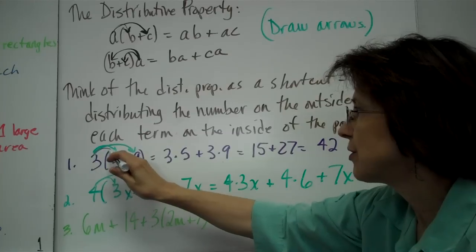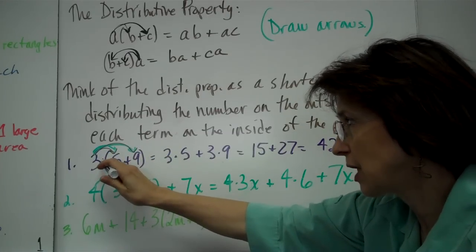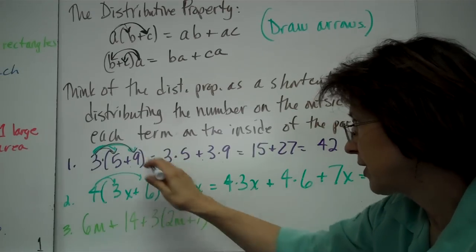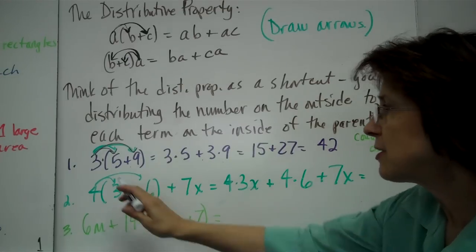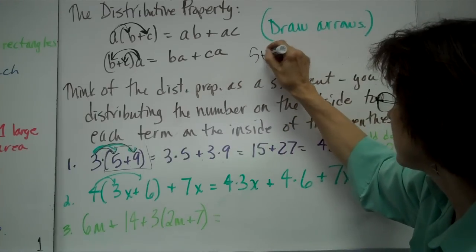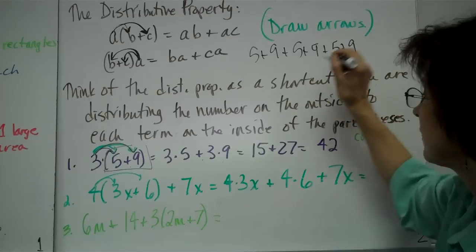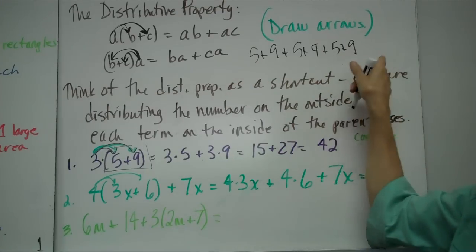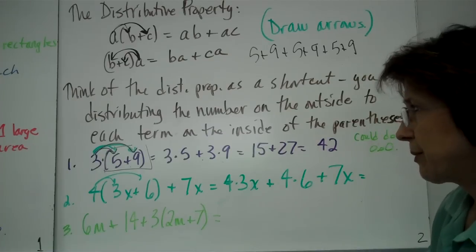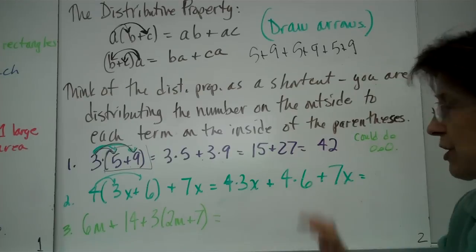So I draw my arrows, 3 to the 5 and 3 to the 9, and I say to myself, 3 times, remember that's all times, 3 times 5 plus, just copy the plus sign, 3 times 9. Because this really means 3 of these. You're really just going 5 plus 9 plus 5 plus 9 plus 5 plus 9. So it is a shortcut, because instead of writing all that out, I'm just doing 3 times it. The answer ends up being 15 plus 27, which equals 42.